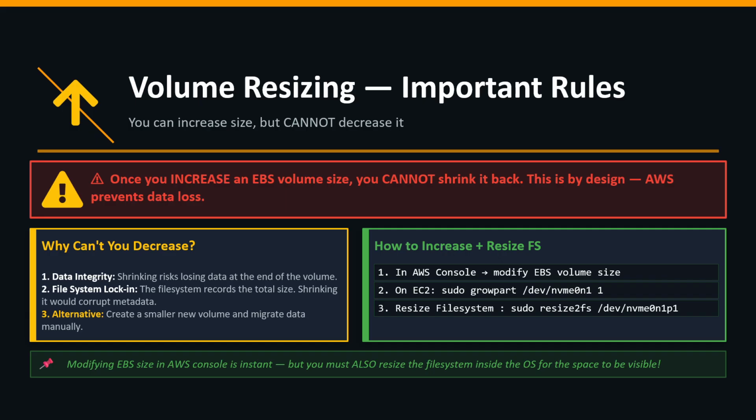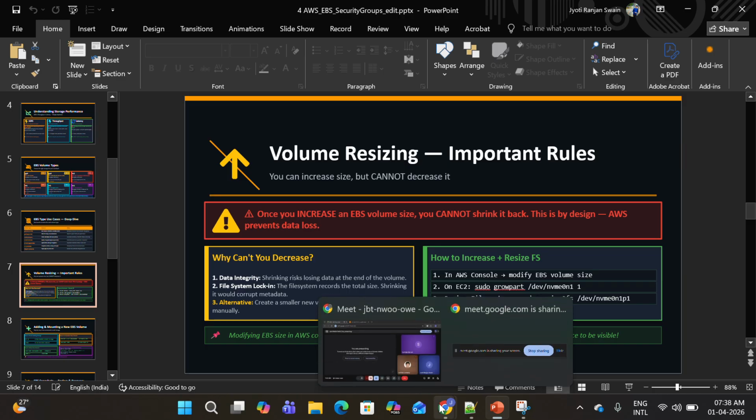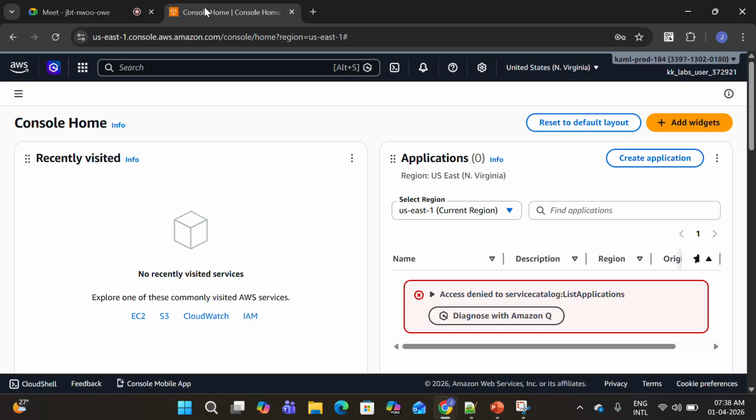If we want to decrease the volume, alternatively we create a small new volume and migrate the data manually. Then we can delete the higher volume. So let's start by creating an EC2 instance and then creating an EBS volume.